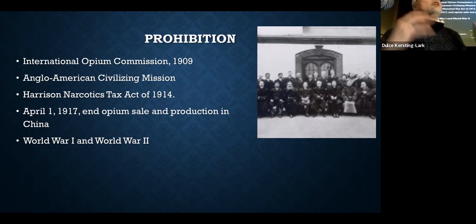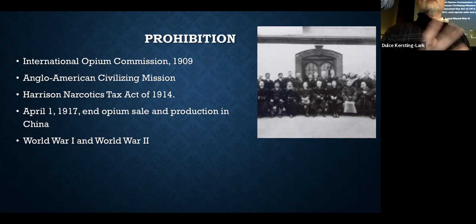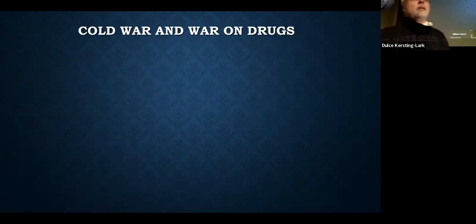World War II really disrupts this global illicit market because the war is going on, things shift around, and it's kind of hard to get the legal supplies going steadily. Even the legal supplies are getting disrupted because of the war. And so there's a lot of changes happening. And so that brings us to the next stage, which is the last stage I'm going to talk about: the Cold War and the development of the War on Drugs.